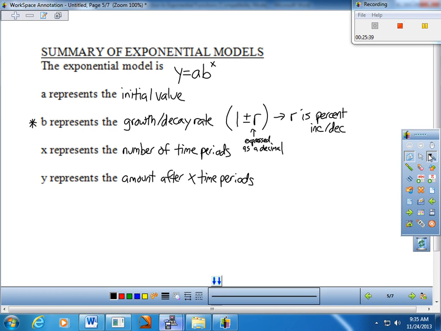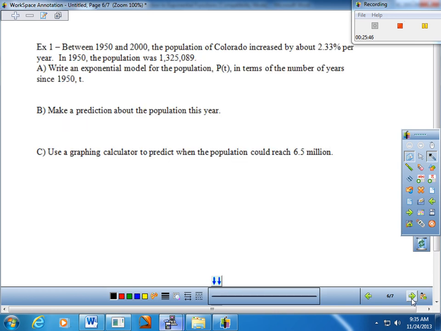Why don't we do a couple good applications and round this out. Example 1. So according to the data that I researched, between 1950 and 2000, the population of Colorado increased by about 2.33% per year. In 1950, the population was 1 million and change. And so it says write an exponential model for the population, in terms of the number of years since 1950, which is time. So P in terms of T. So there's our function notation, of course, P of T in terms of T right there.